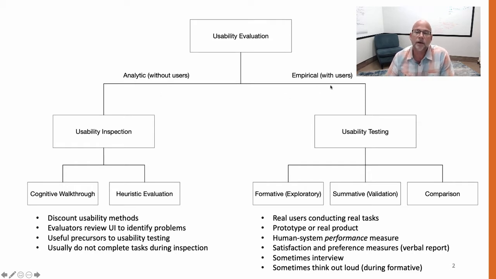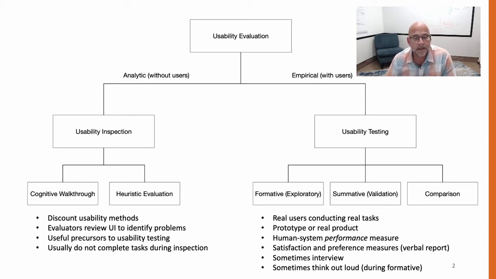Now the other one, and the more involved one, is what we often call empirical methods. Empirical meaning it actually uses real honest to goodness data to evaluate a system, and that data requires users to provide it. The example of that is usability testing. Usability testing involves real users conducting real tasks with a real prototype or a real product to evaluate. And along the way, we keep track of human system performance measures.